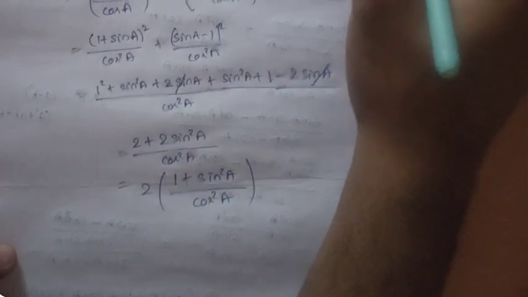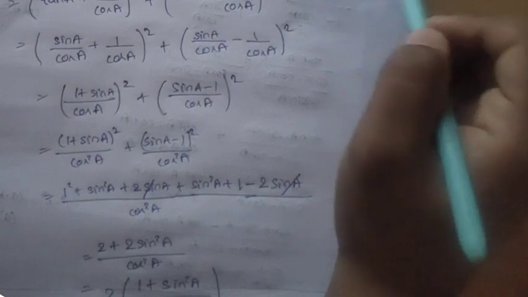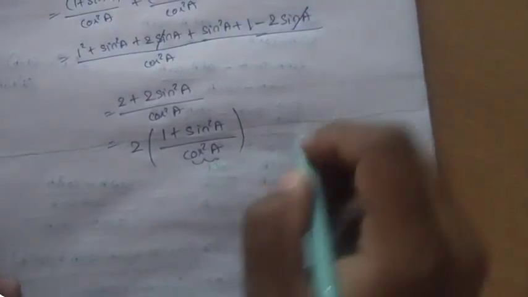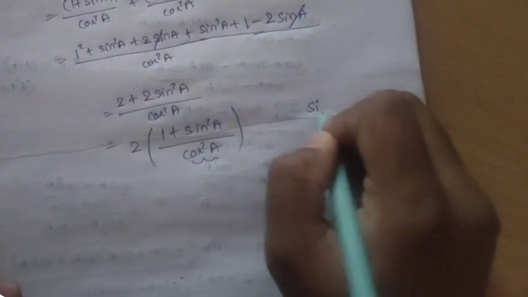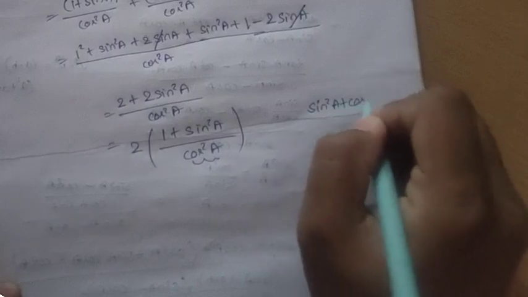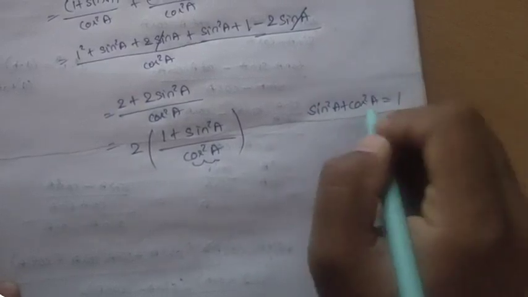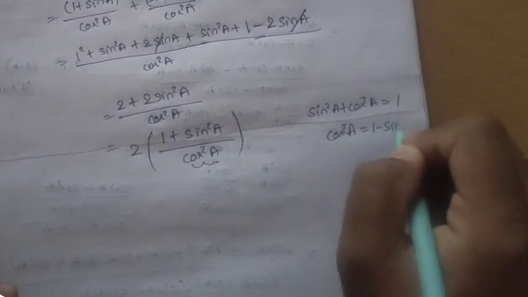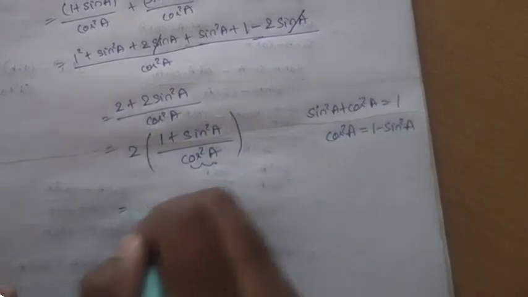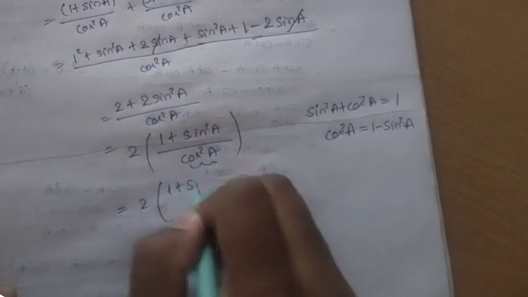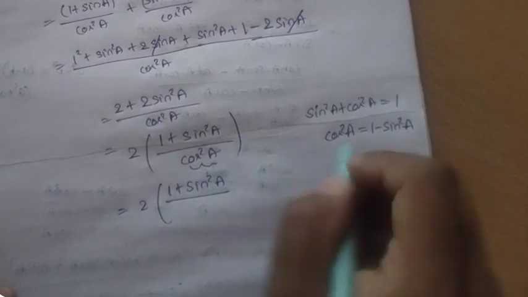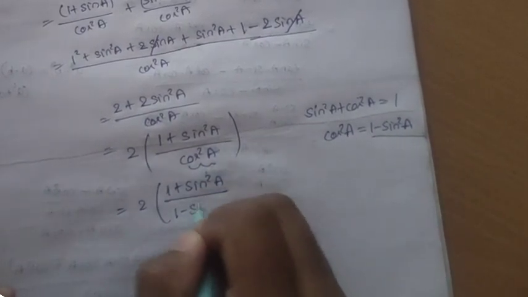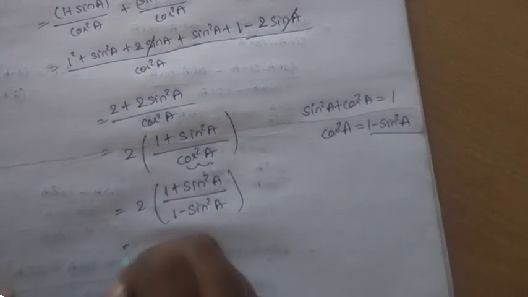Right? So 1 plus sin square a we already have. 1 minus sin square a is what we need, so what can we write for cos square a? Sin square a plus cos square a can be written as 1, so cos square a can be written as 1 minus sin square a. Substituting here, we get 2 into (1 plus sin square a) divided by (1 minus sin square a). So this is your RHS.